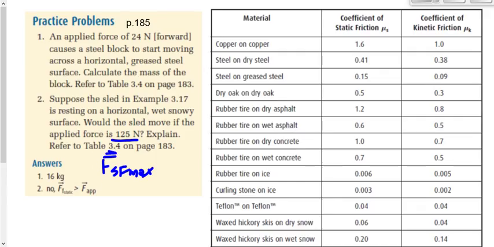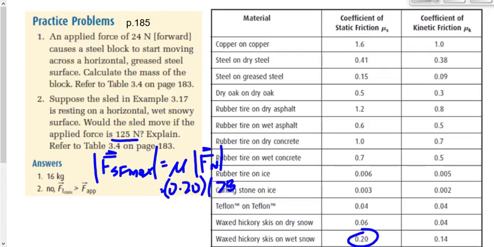We do that by multiplying the coefficient of static friction by the normal force. Waxed hickory on dry snow is 0.20, times m times g. I think it was 78.1515 times 9.81. That gave me a value, I believe, of 150, wasn't it? What is it? 153? Or 1.5 times 10 to the 2.